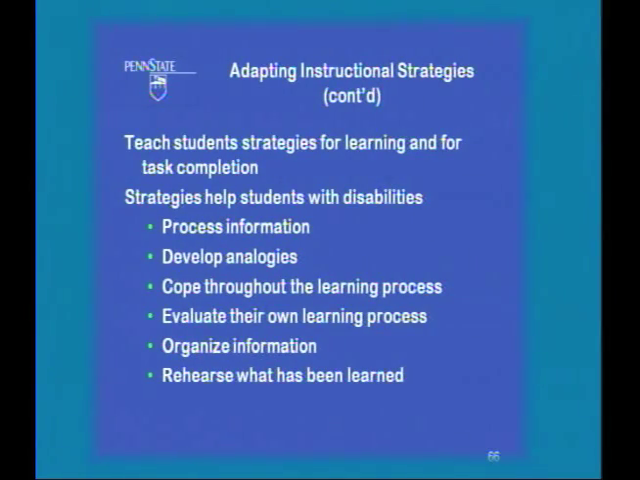Teach students strategies that are specific for learning and for task completion. Strategies can help students with disabilities with processing information and developing analogies. They can help students cope through the learning process, help evaluate their own learning process, help students organize information, and help students rehearse what has been learned.